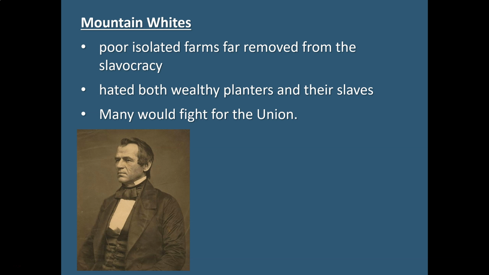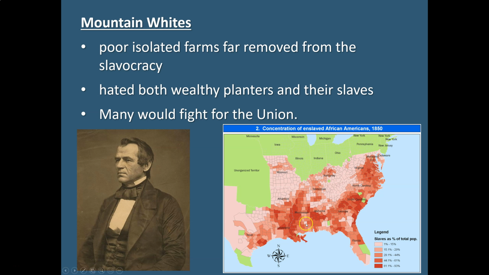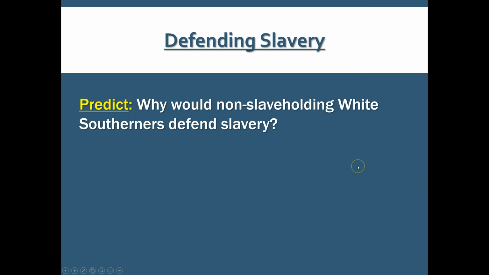Very few slaves living in this part of the South. There's a lot of dislike and flat-out hatred for the wealthy planters and their slaves as well. And the man we have at the bottom would be Andrew Johnson, future President of the United States. He was from Eastern Tennessee. The rugged terrain of Eastern Tennessee, not good for cash crop farming, not a lot of enslaved people, and many of the people in Eastern Tennessee would in fact remain loyal to the Union during the Civil War, like Andrew Johnson himself. Again, you can see the lack of enslaved people right through here.